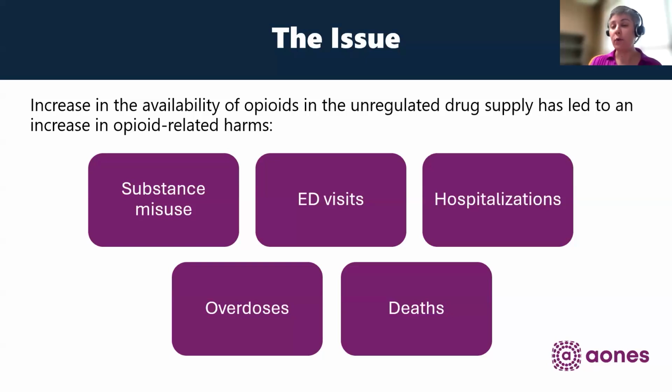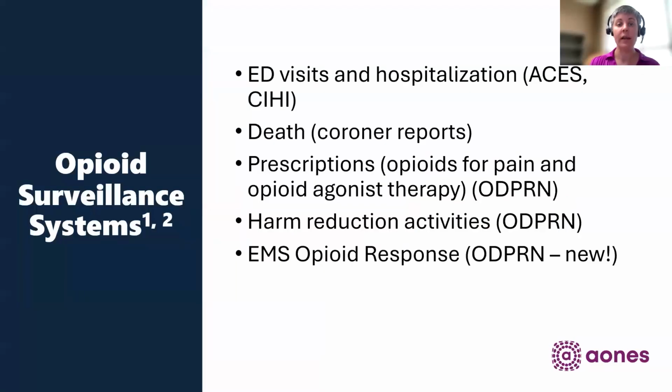deaths. For example, the number of emergency department visits peaked in 2021 at a rate over 4 times greater than that of the rate in 2015, and the number of deaths due to opioids increased by 2.5 times from 2015 to 2022. The increasing risk from the unregulated opioid drug supply has resulted in an investment in surveillance systems to track the harms caused by opioids.